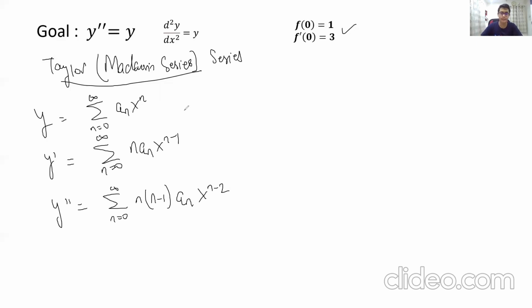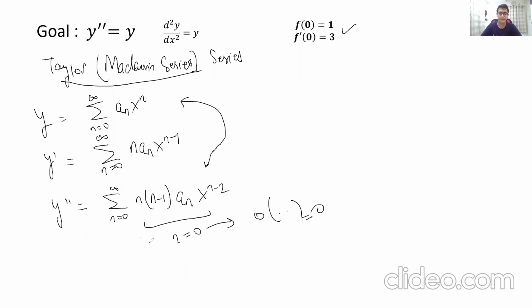And now, we know that y double prime is equal to y. Now notice one thing: we have x to the power n here and we have x to the power n minus 2 there. So wouldn't it be really good if I had x to the power n for both y double prime and y? Then I can get a recursive relation between the a_n and solve. So first let's note the zero term of this. If we put n is equal to 0, what are we going to get? 0 times something, that's just 0.